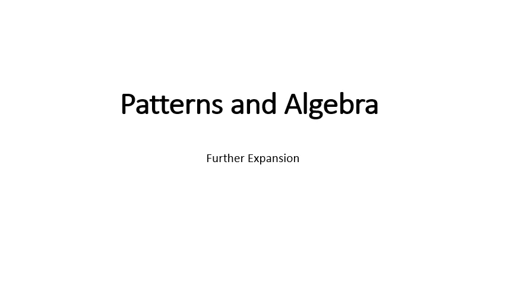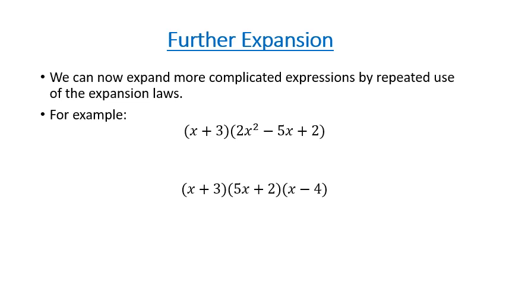Okay, this video tutorial looks at the mathematical strand of patterns in algebra, and more specifically we're going to focus our understanding on further expansion. Further expansion builds on what we've been looking at with basic binomial expansion, or using the FOIL method to expand and find quadratics. We've also probably looked at the perfect square or difference of two squares, but now we're going to look at more complicated expressions that enable us to use repeated use of expansion laws in order to remove the brackets.